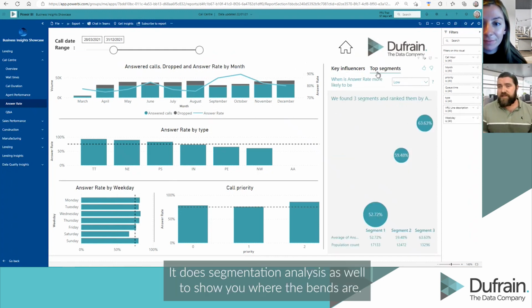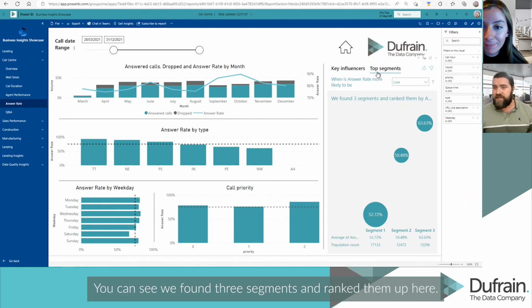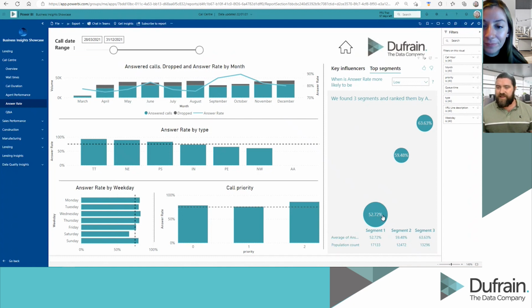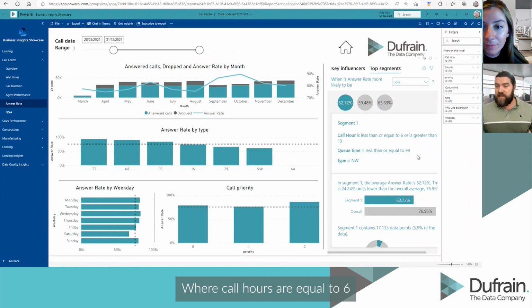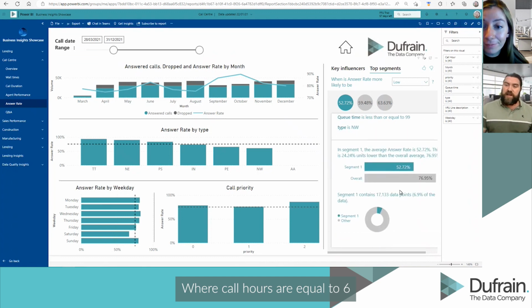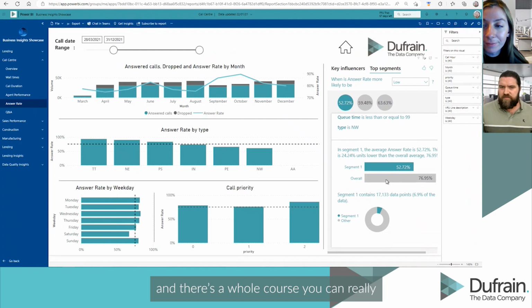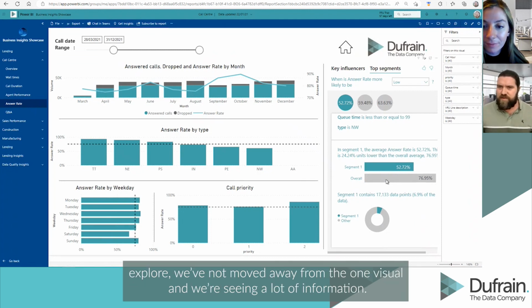And it does segmentation analysis as well to show you where the bins are. We can see we found 3 segments and ranked them up here. So the largest segment here, what's making up the largest segment? Where call hours are greater or equal to 6. And there's a whole host that you can then really explore. We've not moved away from the one visual, and we're seeing a lot of information.